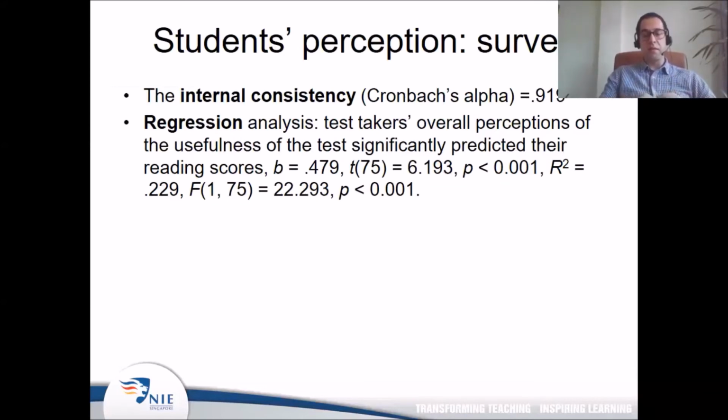Now, this can be interpreted in different ways. One way is that if you have a positive perception about the test that you were taking, your chances of answering the questions better or scoring highly on the test is higher, at least by around 30%. Sorry, by around about 47%, because the beta value is 0.479. So that's really high, which means your attitude is very important.